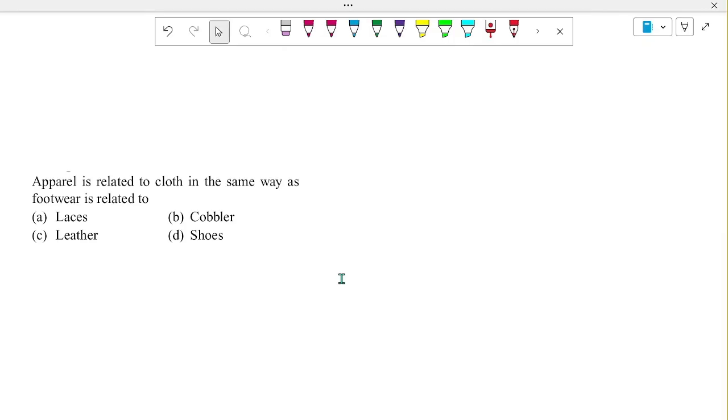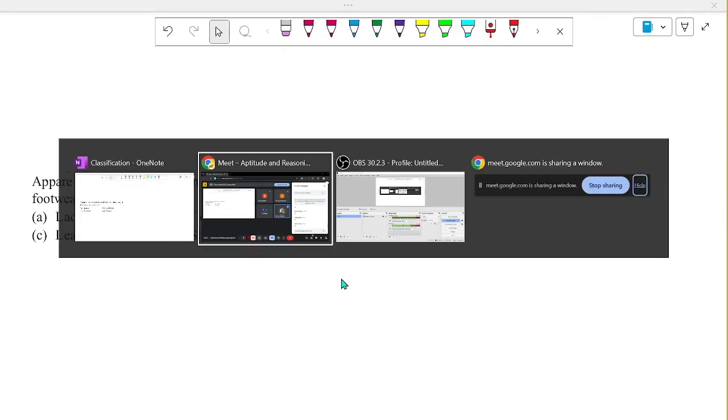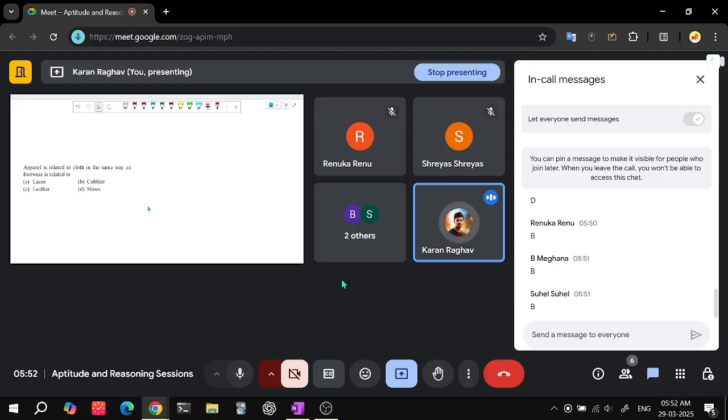Now see this. This will require knowledge of English words. You should have a good vocabulary. Since it is analogy, you should know the meaning of the words. Then only you will be able to solve. Can you tell me what is the answer of this question? Apparel is related to cloth in the same way as footwear is related to what? Apparel means nothing but the dress that we wear.